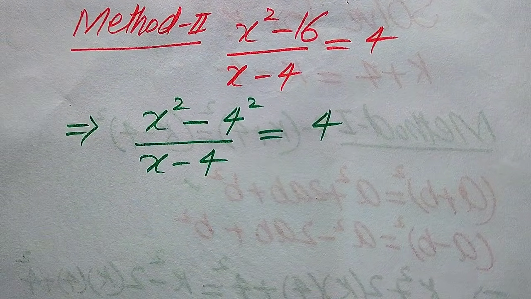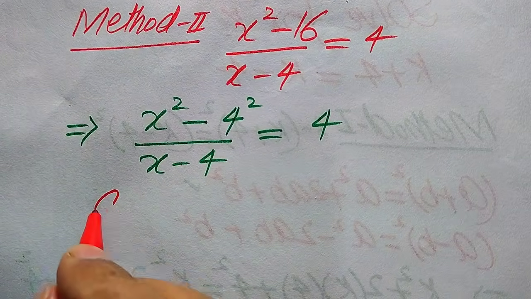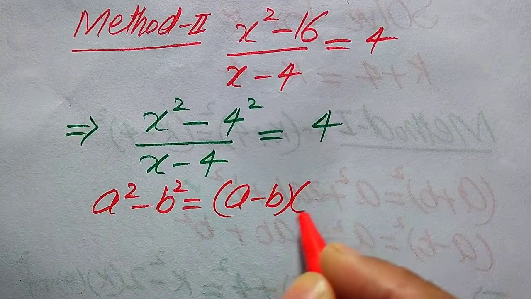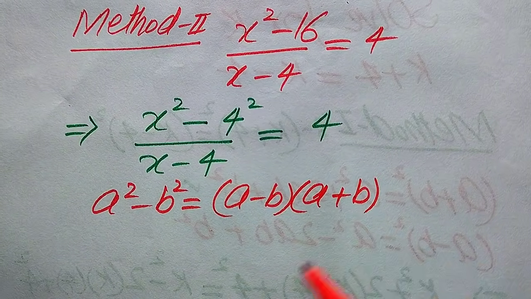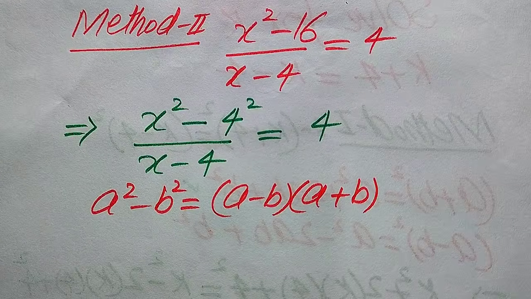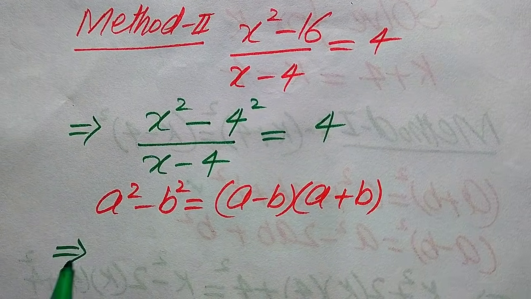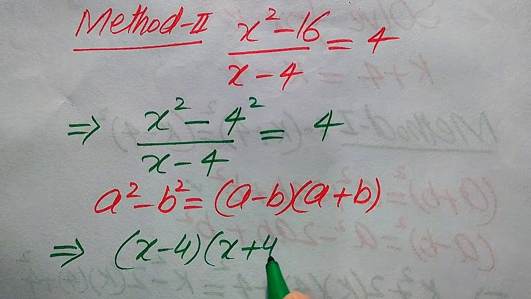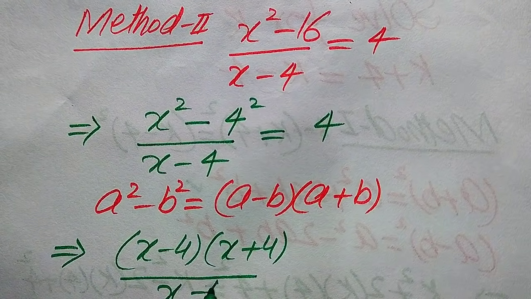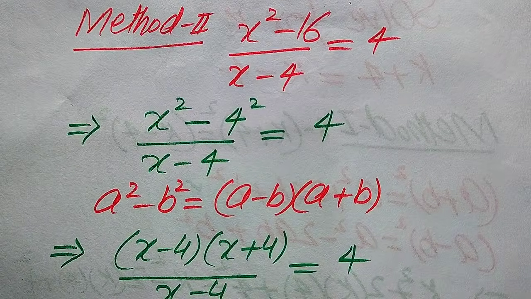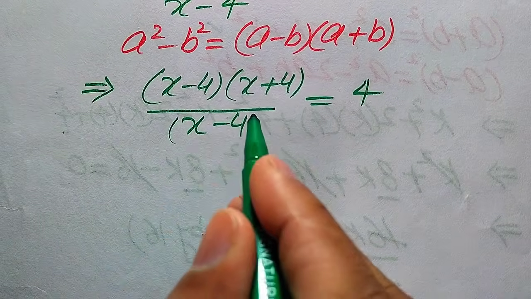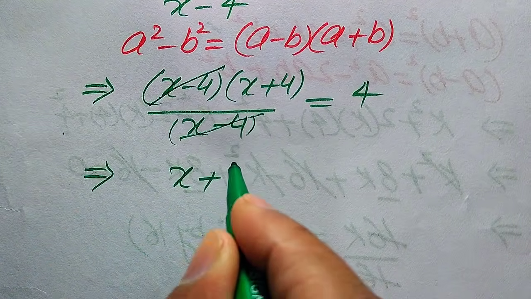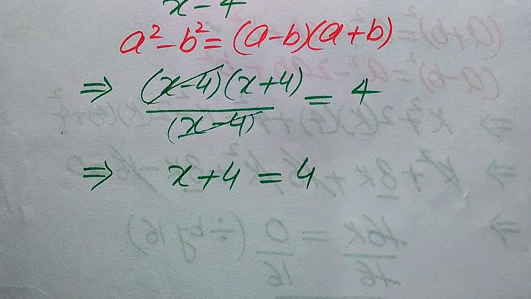So here we use the nice algebraic formula to solve this problem, and you know that if we have a square minus b square, it equals a minus b times a plus b. According to this formula, we write the numerator of the left hand side as x minus 4 times x plus 4, divided by x minus 4 equals 4. And now you see here this x minus 4 is cancelled out by this x minus 4, and we get the remaining values: x plus 4 equals 4.